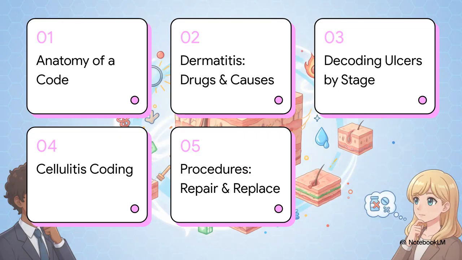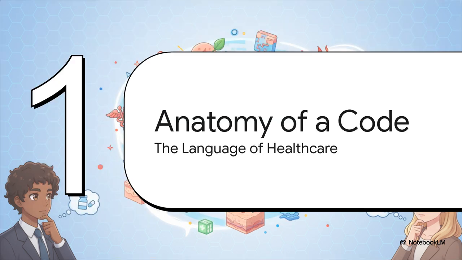We're going to start with the basics, the real fundamentals of how a code is built. Then we'll get into specific conditions like dermatitis and ulcers, look at some tricky scenarios with cellulitis, and then we'll wrap things up by looking at the procedures used to treat all of this stuff. Okay, first things first. Before you can code anything specific, you gotta know where to find the map, right? You need to understand the basic framework.